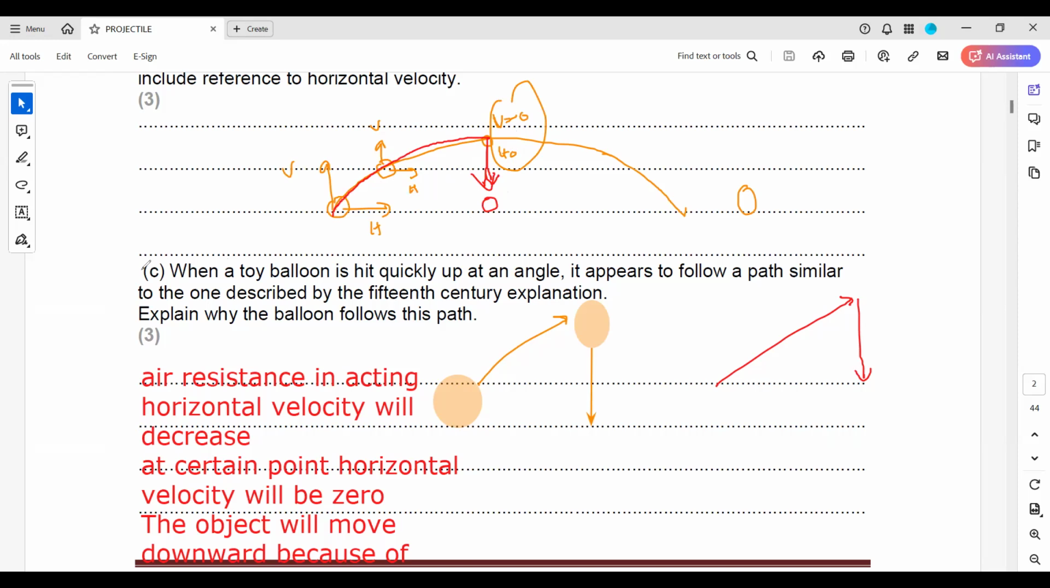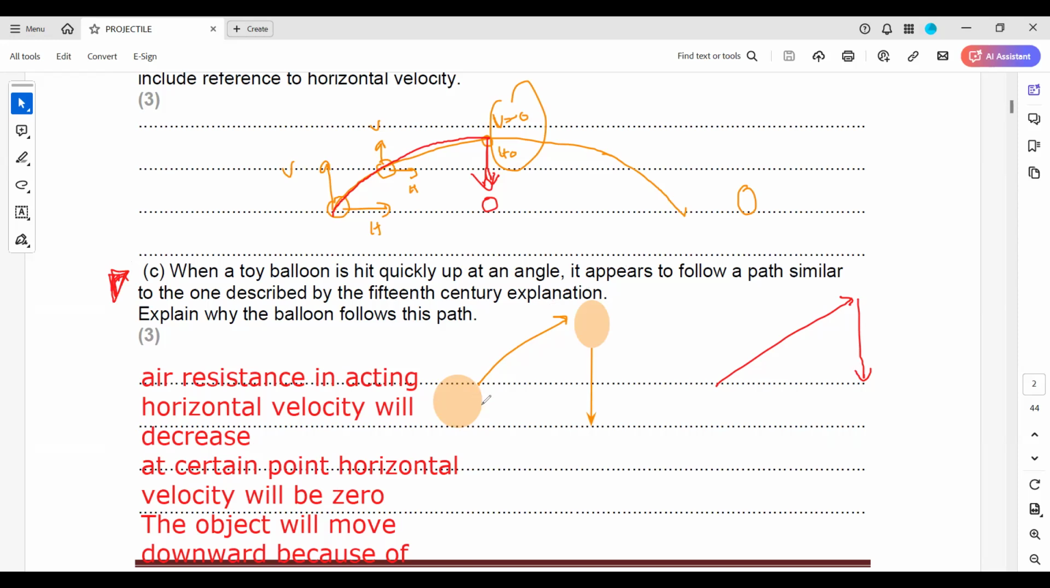They did not mention that air resistance is acting on the balloon, but this is not the ideal case. This is a practical case. So when it is a practical case, you have to consider the air resistance. If it was an ideal case, then we ignore the air resistance.